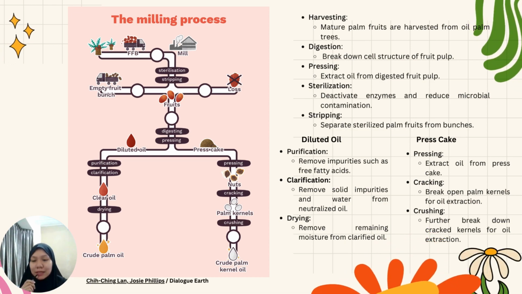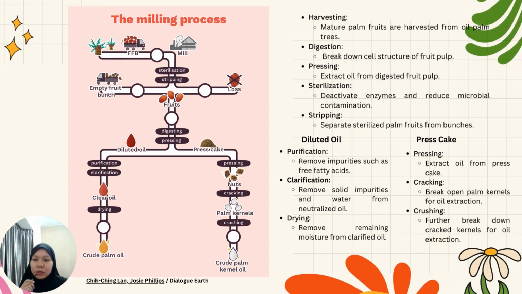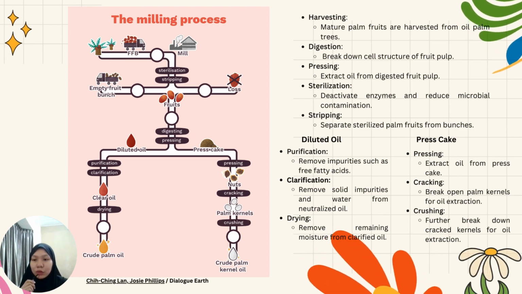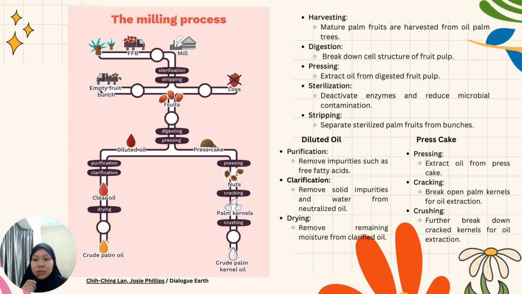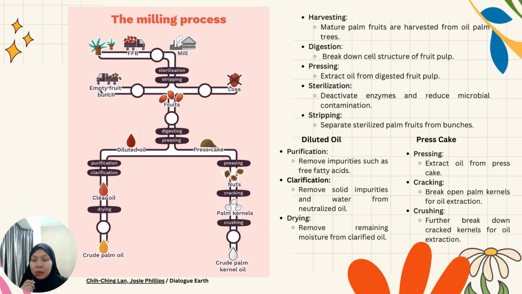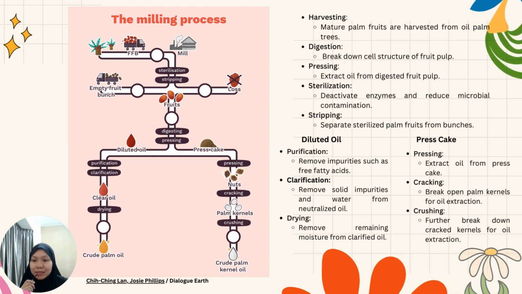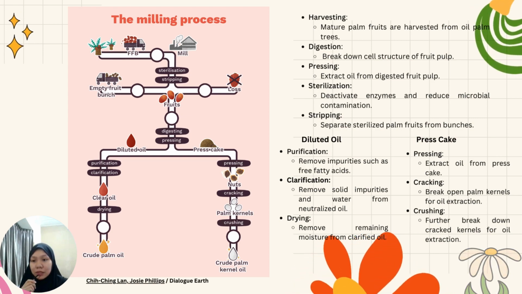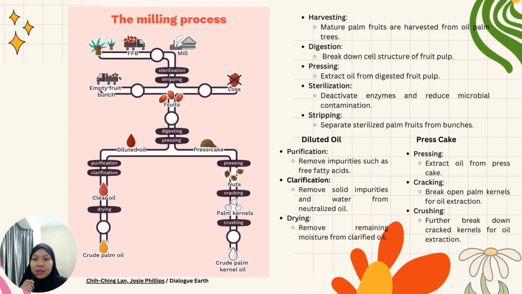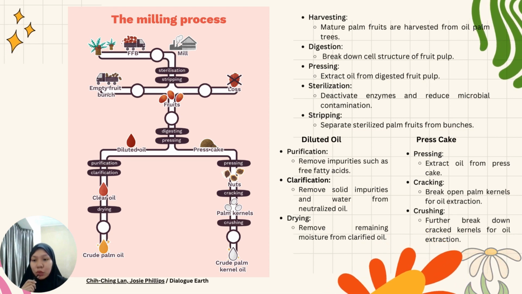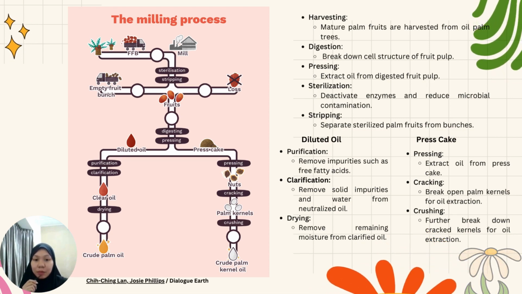High-pressure steam is injected into the vessel, heating the fruits to a temperature typically ranging from 120 to 150 degrees Celsius. The fruits are held at the sterilization temperature for a specific duration, typically ranging from 55 to 90 minutes. This duration ensures thorough enzyme deactivation and microbial reduction. After sterilization, the fruits are cooled using water or air to stop the heating process and prevent overcooking.